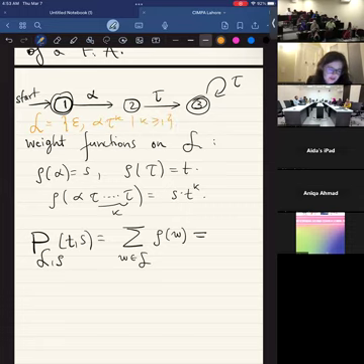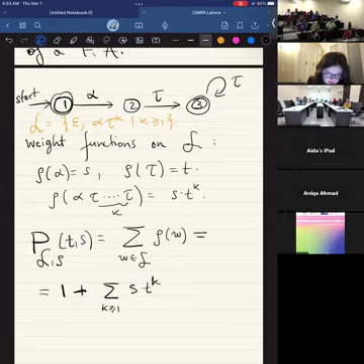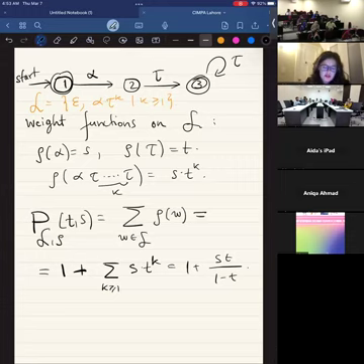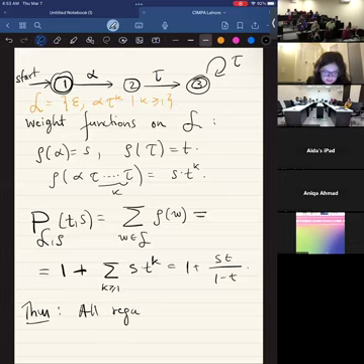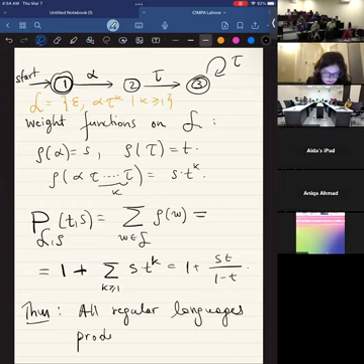And so if we take the sum over all of them, the empty word has weight 1, and so it's 1 plus the rest, the sum over k greater or equal to 1 of s times t to the k. So this is a geometric series, so it's 1 plus s t over 1 minus t. And this is rational, and so the theorem here was that all regular languages produce rational generating functions.